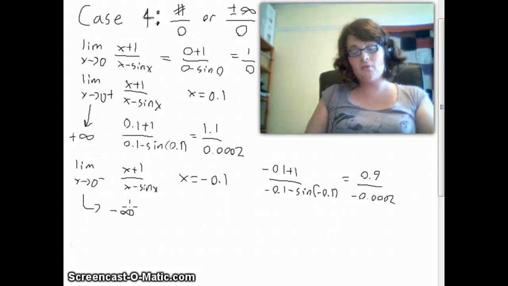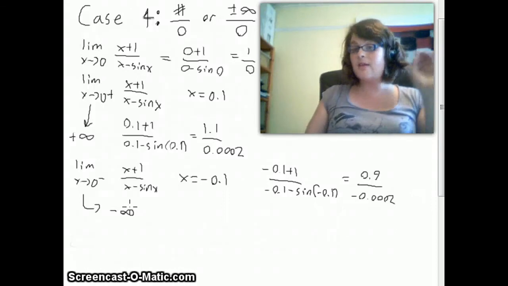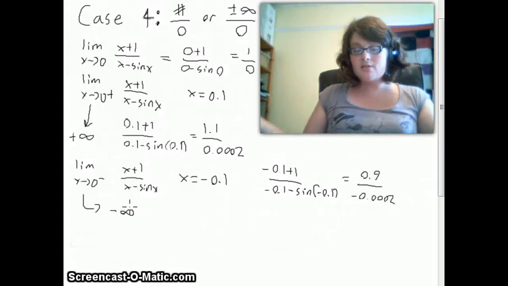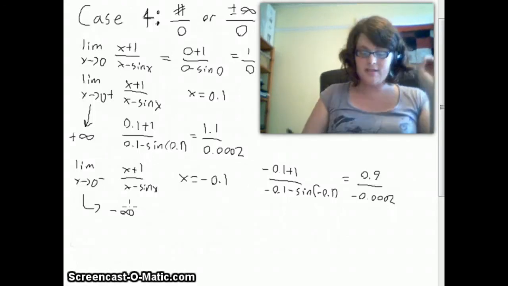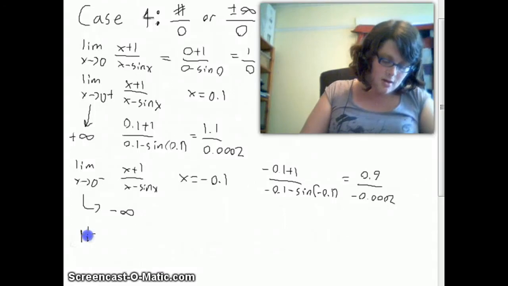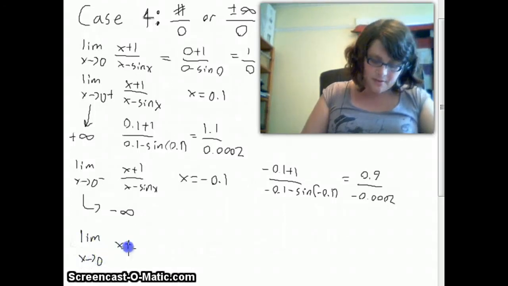Now, because the limit from the right goes to positive infinity and the limit from the left goes to negative infinity, the limit as a whole can't exist, because in order for the two-sided limit to exist, the limit from the right and the limit from the left need to be the same. So the limit as x goes to 0 of x plus 1 over x minus sine x does not exist.